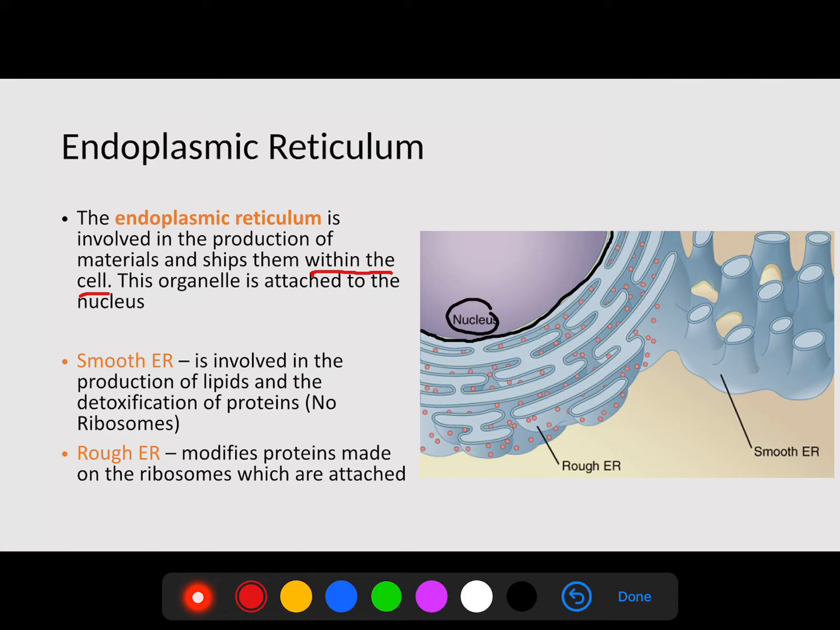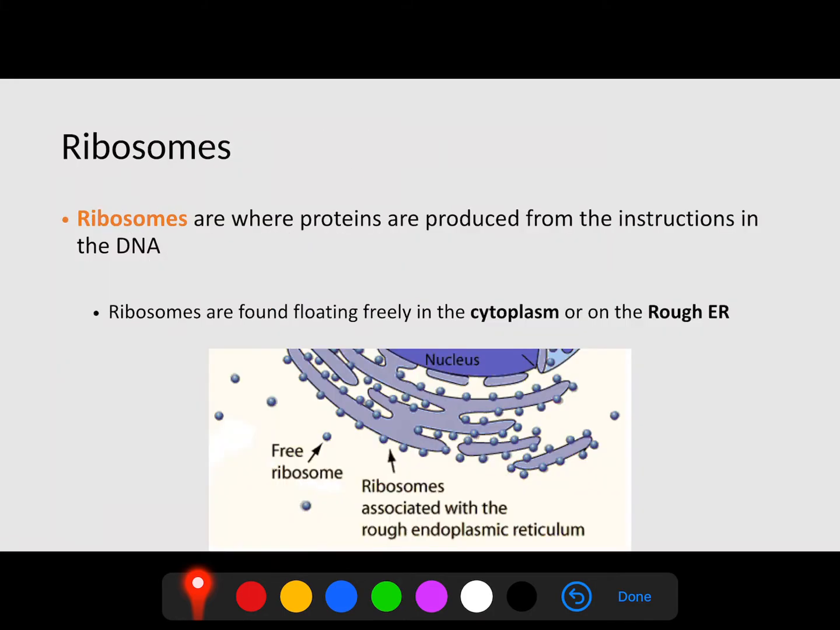Again, two types. Smooth ER, no ribosomes attached. It is involved in the production of lipids and the detoxification of proteins. Again, no ribosomes are found here. Now, the rough ER modifies proteins on these dots called ribosomes. And the reason that it's called rough is because of these ribosomes. It gives it a rough or bumpy appearance.